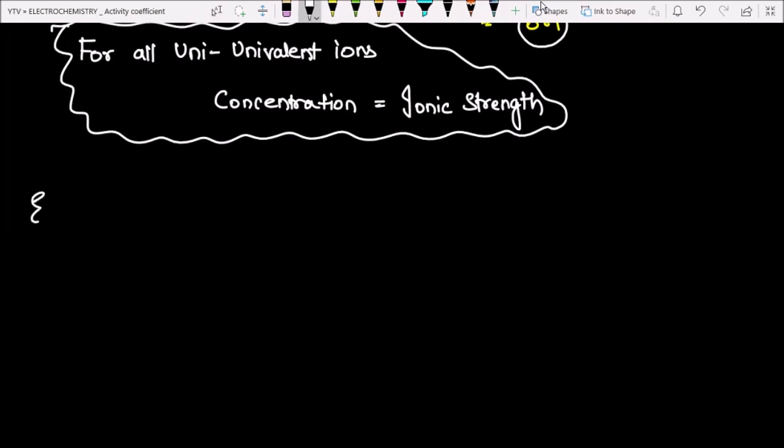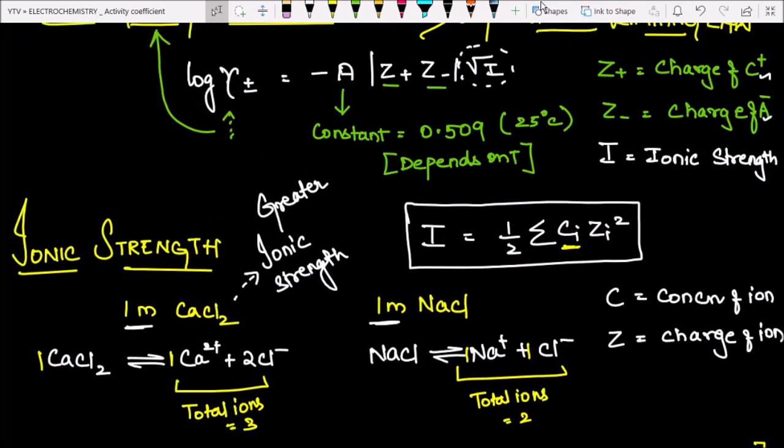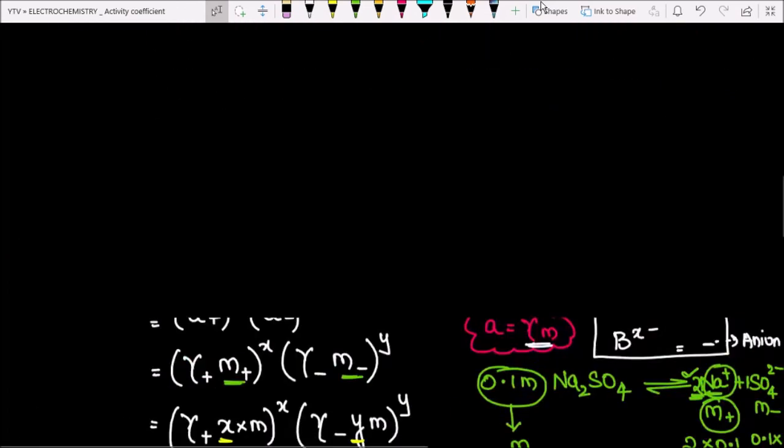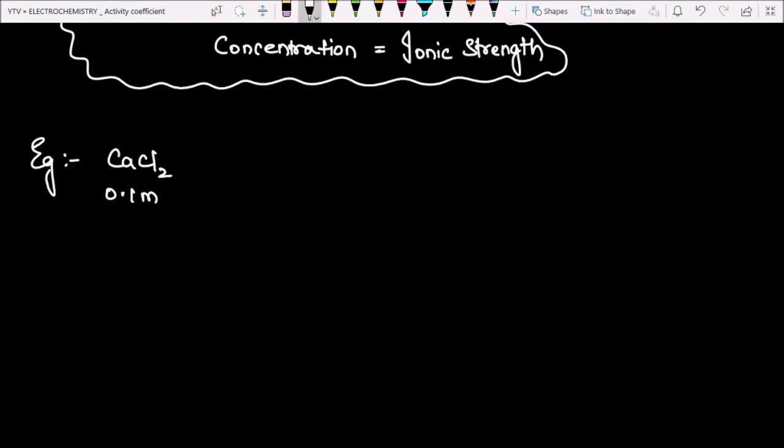Say, for example, I have calcium chloride. I am taking the same 0.1 molar. Earlier we discussed that the ionic strength of calcium chloride will be greater than the ionic strength of NaCl. We will try to prove it. So we have calcium chloride. I'm going to split it. How will it split? It's going to split into Ca2+ and 2 chloride, so 2Cl minus.